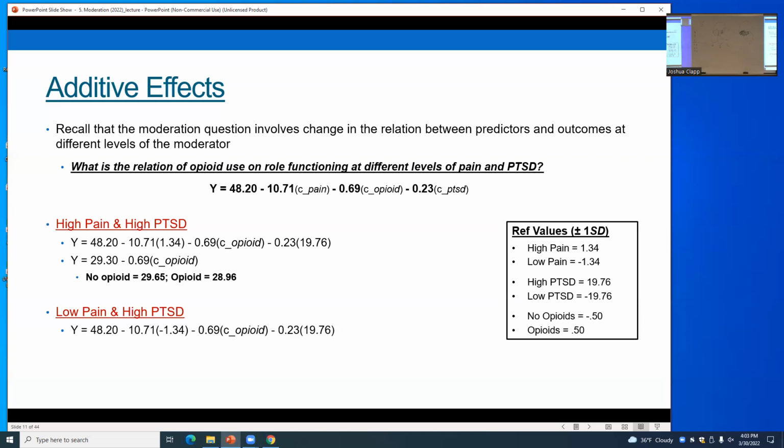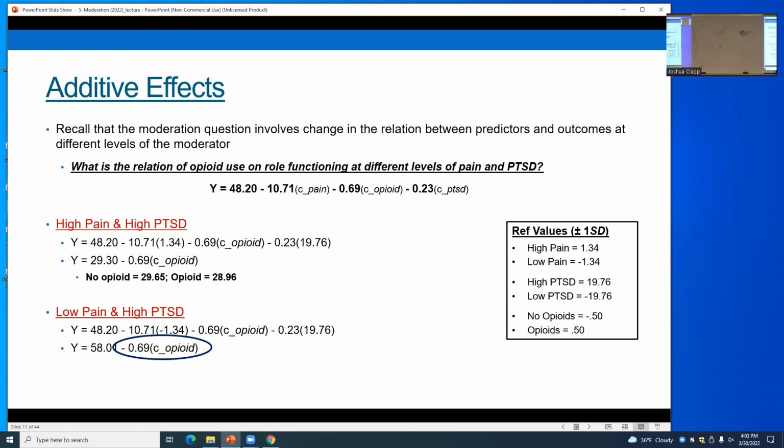So again, I go back to my model, but this time I plug in low pain. Low pain in my centered variable is negative 1.34, at least if we're identifying or operationalizing low pain as a standard deviation below. So I plug 1.34 into there. High PTSD is still 19.76. Drop that in there. Go through, run my math.